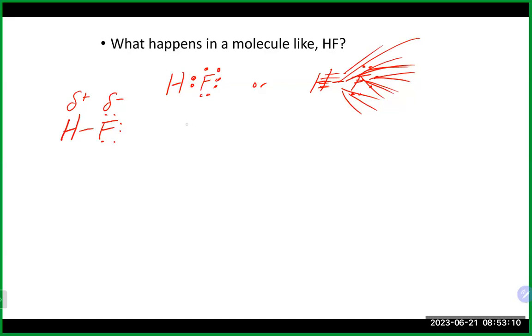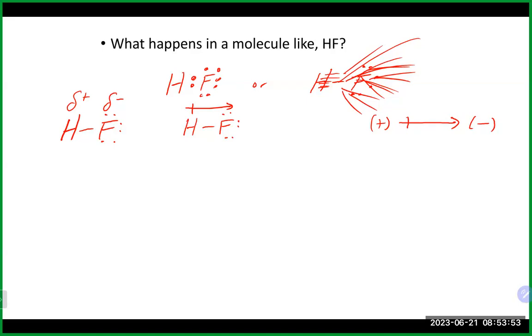You could also represent this through what is sometimes referred to as a dipole arrow. When you draw dipole arrows, they look like this. The arrow always points to the more negative side of the bond or the molecule, and the back part, which makes a plus sign, is on the more positive side of the bond or the molecule. So a lot of times that is represented just like that with our dipole arrow.